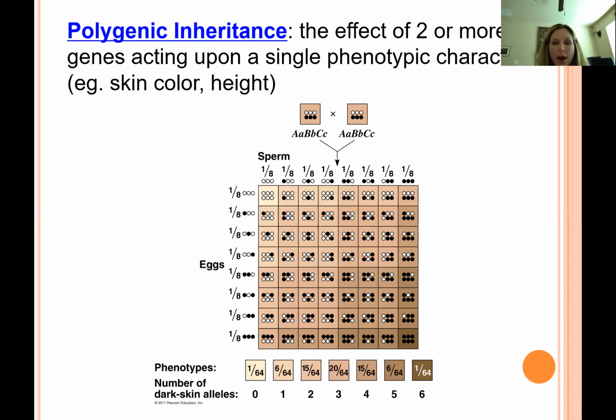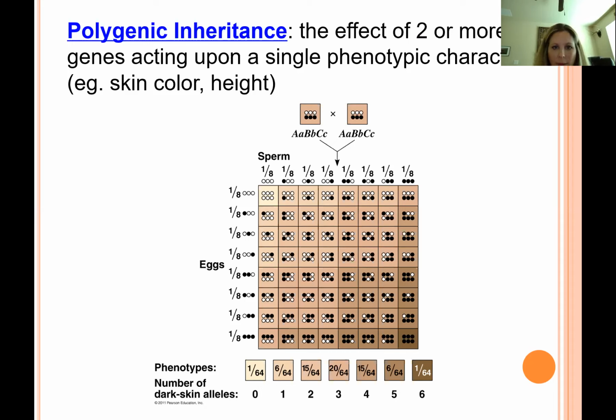What that means is that there is more than one gene that determines that one outcome. So there are about 6 different genes that actually code for skin color. There are a lot of genes that determine what a person's height is going to be. Obviously, nutrition plays a part in that too, but if we're talking about just genetics, height is determined by multiple genes. So that's polygenic inheritance.